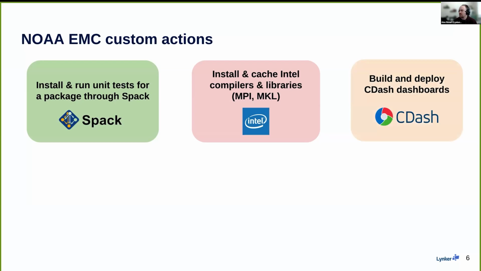We have a custom action for building and deploying CDash dashboards. If you're not familiar with CDash, it's part of the CMake CTest ecosystem from Kitware, and it provides a really easy way to generate and push dashboards that track code health, so things like code test coverage, number of errors and warnings during configuration and build time. You can have it run Valgrind to do memory checking, this sort of thing.